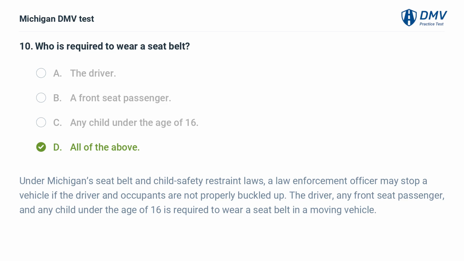Under Michigan seat belt and child safety restraint laws, a law enforcement officer may stop a vehicle if the driver and occupants are not properly buckled up. The driver, any front seat passenger, and any child under the age of 16 is required to wear a seat belt in a moving vehicle.